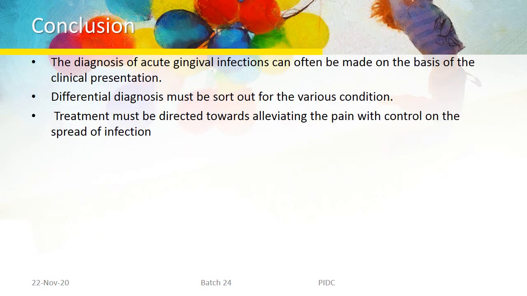So to conclude, the diagnosis of the acute gingival infections can be made on the basis of the clinical presentation. Differential diagnosis must be sought for the various conditions. Treatment must be directed towards alleviating the pain with control of the spread of infection.